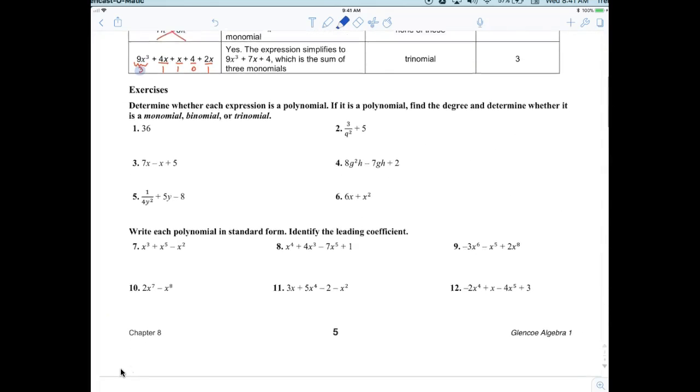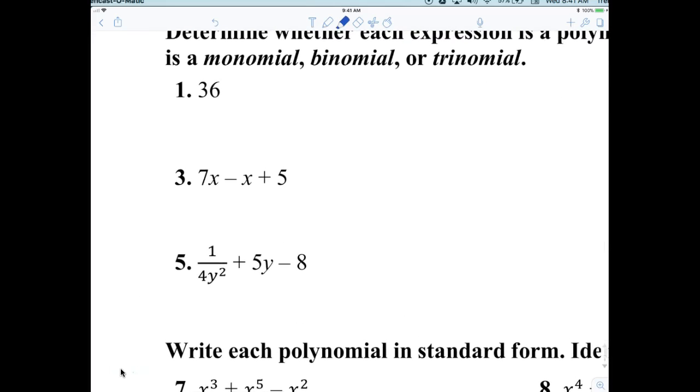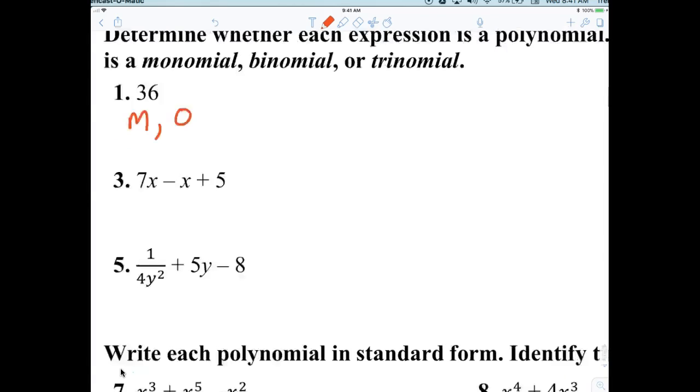Okay, so now let's look down here. Determine whether each expression is a polynomial. If it is, find the degree and determine whether it's a monomial, binomial, or trinomial. All right, so this is a monomial, and its degree is 0. I'm totally fine with that. All right, so let's look at 2.